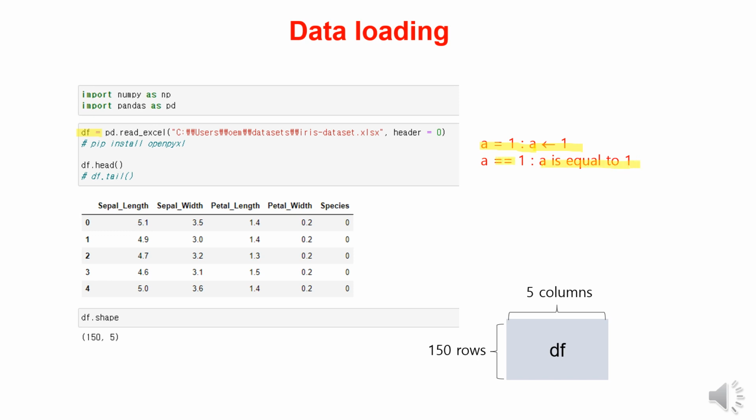When we use the head command, it shows the first 5 rows of the dataset. Similarly, the tail command shows the last 5 rows. If you put a hash character in front of a line, it won't be executed. If you remove the hash character, the line will be executed. Additionally, the shape command shows the number of rows and columns in the loaded Excel file. In our case, the iris dataset has 150 rows and 5 columns, so we can confirm that we have successfully loaded the dataset.